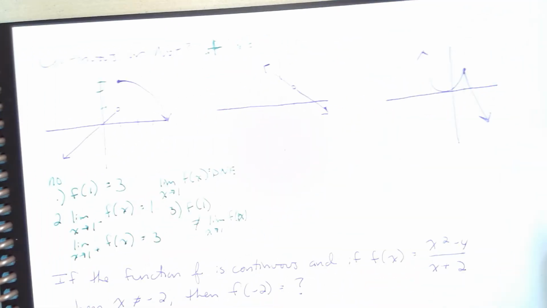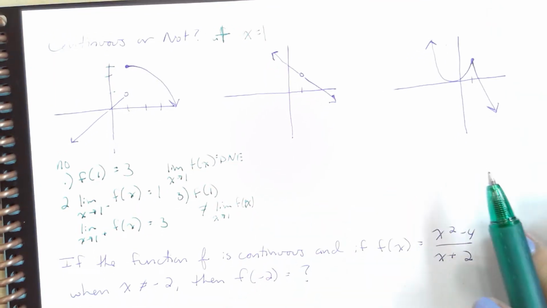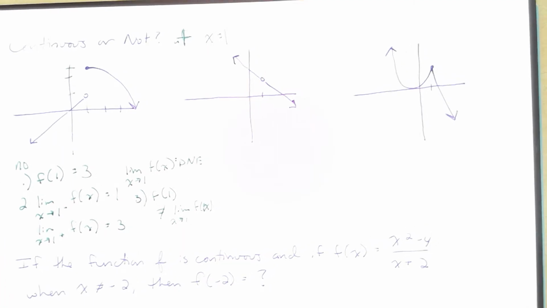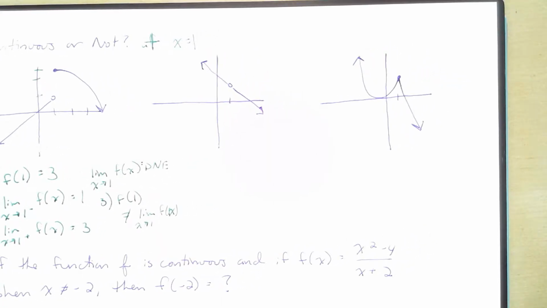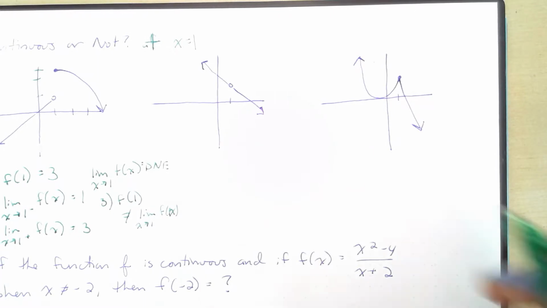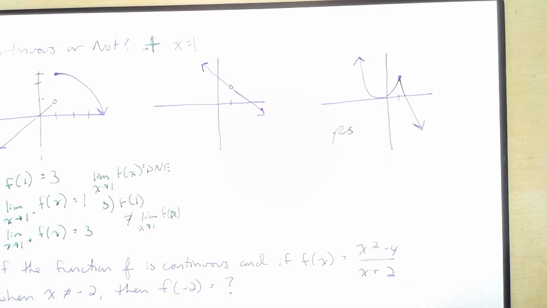All right, let's do our second one here. Actually, I might just skip that one because I think you're going to get the idea. Let's do our third one. Do we have continuity there? Go ahead and think about it for a second. Did you say yes? You are correct. We do have continuity there. So even though we have a cusp, we actually do have continuity.